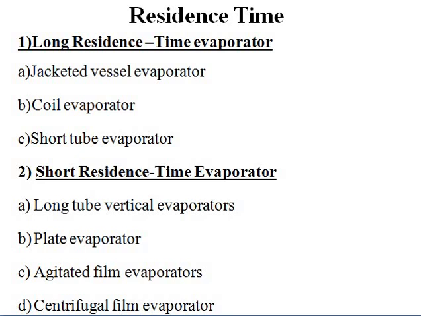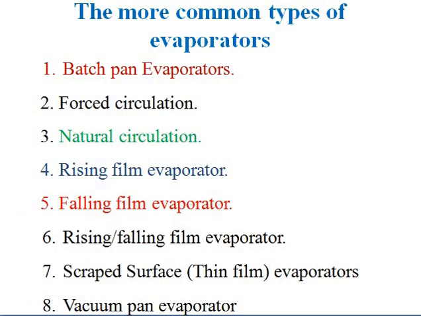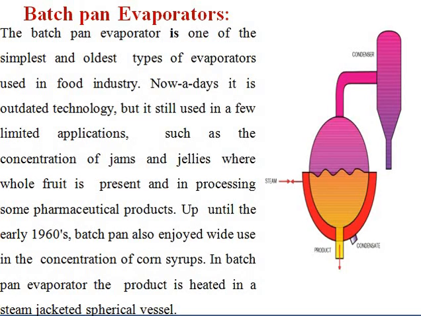Now we are going to move to our main section, that is included in our syllabus. So particularly the more common types of evaporators that are included in our syllabus are the batch pan evaporator, forced circulation evaporator, natural circulation evaporator, rising film evaporator, falling film evaporator, rising falling film evaporator, scraped surface, also called thin film evaporator, and the last one is the vacuum pan evaporator. So one by one we will discuss all these evaporators. All are included in your syllabus, so don't skip these evaporators.